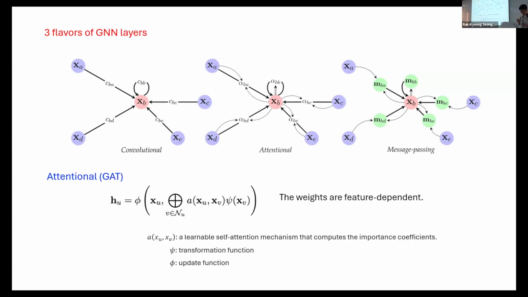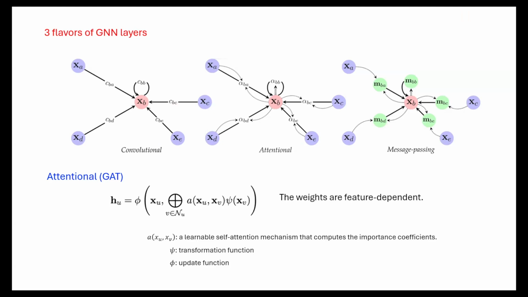And then the second type of graph neural network is called attentional. One of the examples is the graph attentional network, simply called GAT. This model is also aggregating the neighbors' node representations, but we introduce some kind of feature-dependent weights, which is called attention.